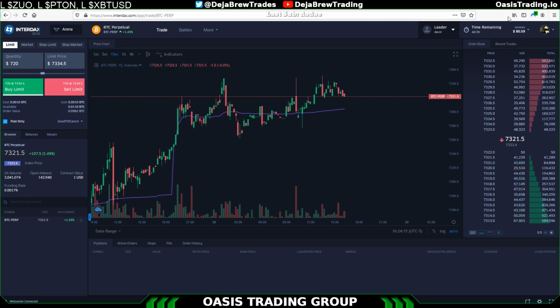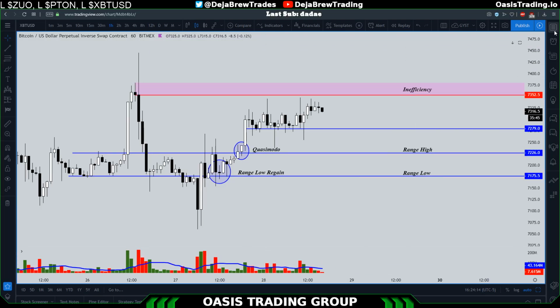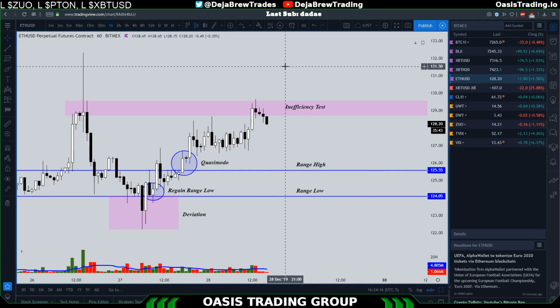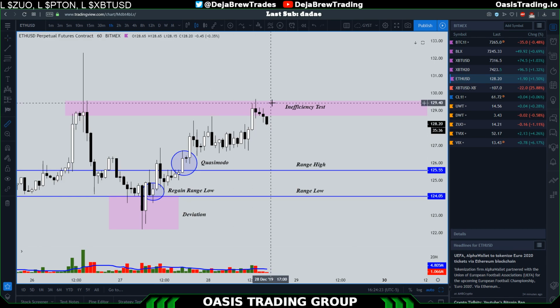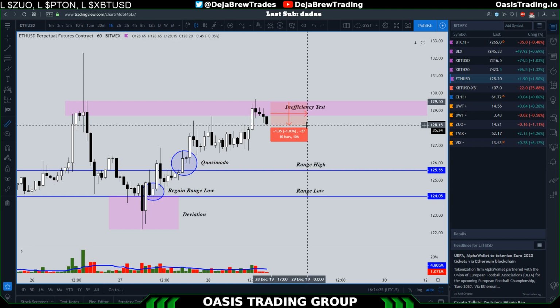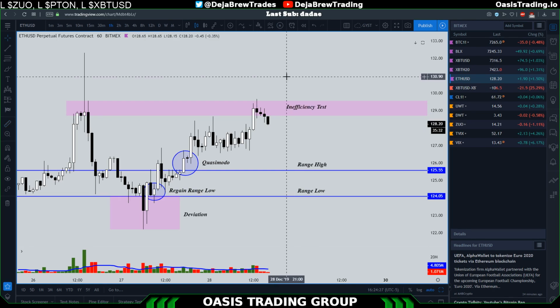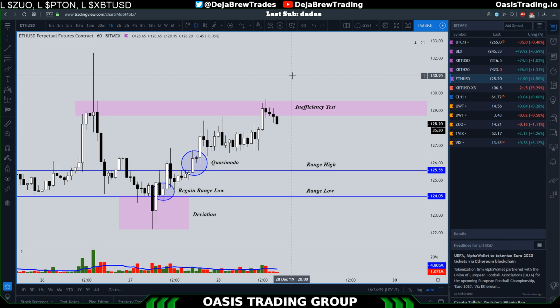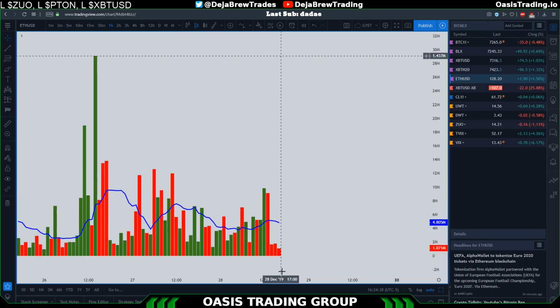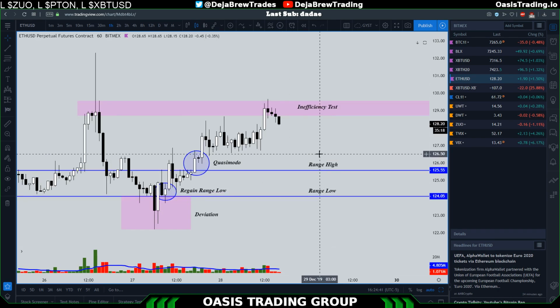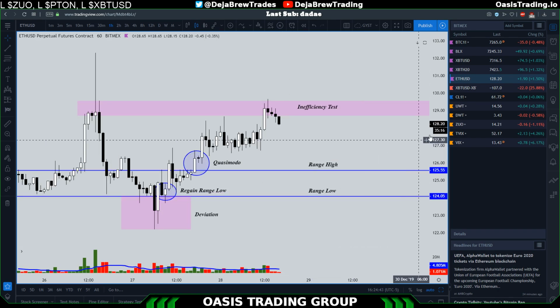Yeah, looks like we're not gonna get our inefficiency test. Ethereum, perfect short. If you guys saw that short on Ethereum, absolutely beautiful. Look at the volume, though. This candle looks dangerous. Look at the volume. There's little to no volume.